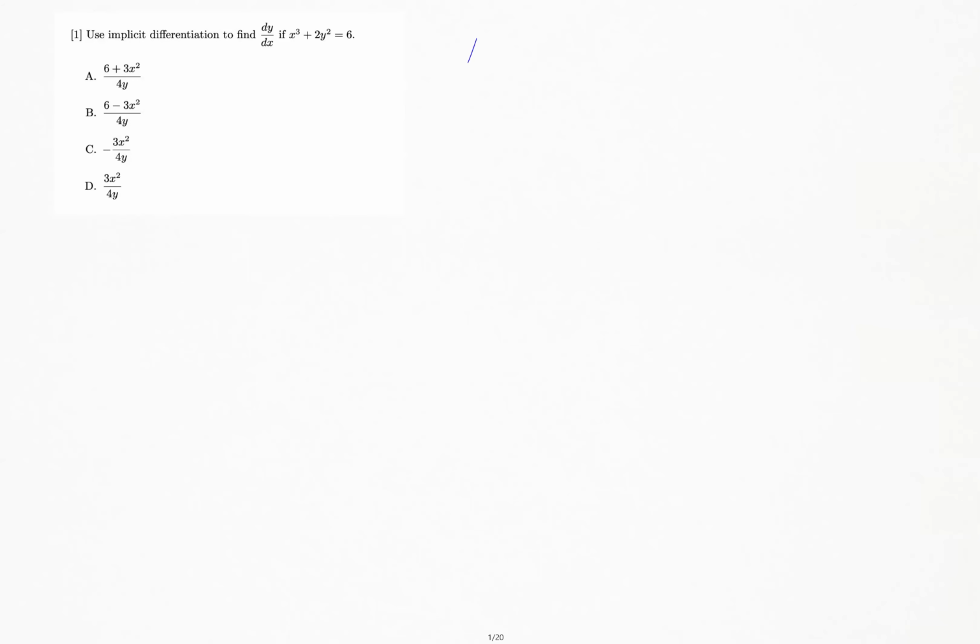Question 1 is giving us this equation, x cubed plus 2y squared equals 6, and it wants us to find the derivative dy dx. It asks us to use this process called implicit differentiation. We have to use implicit differentiation whenever we've got x's and y's kind of mixing together within our problem. Normally we're used to seeing just the y on one side and a bunch of x's on the other. But once we start having x's and y's mixing together within our problem, from there we need to learn this new process which is called implicit differentiation.